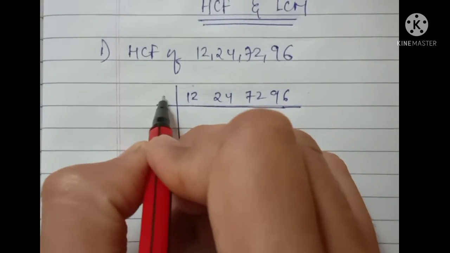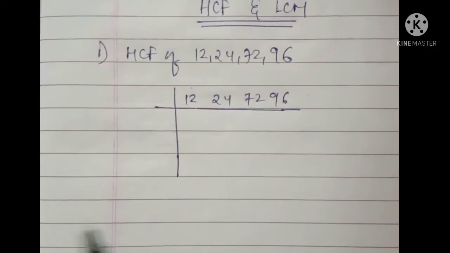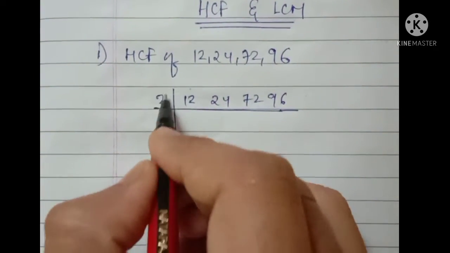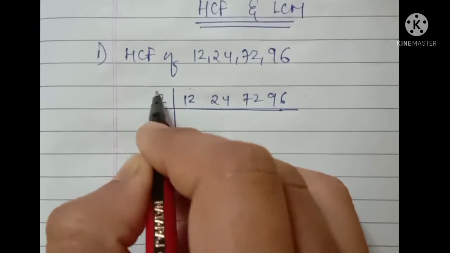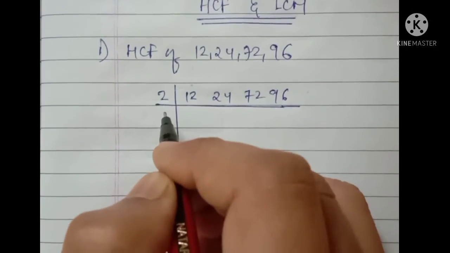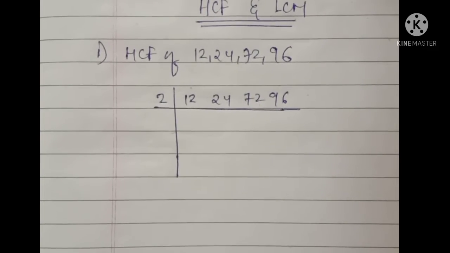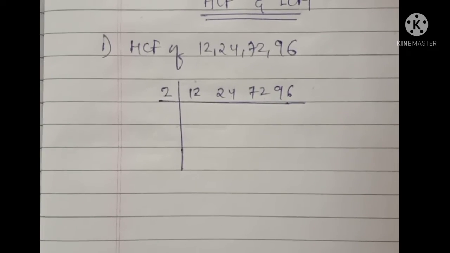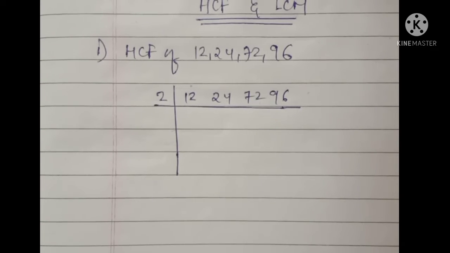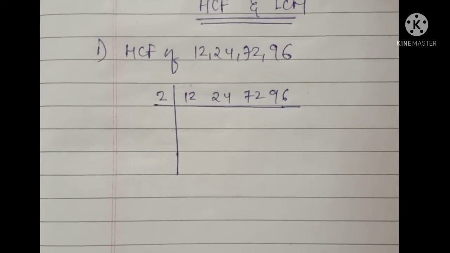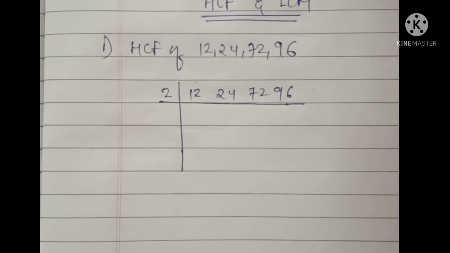So you can select 12 directly, but what I suggest is that you start with these two because all are even. See, in this column, you need to choose a prime number only. Start with the prime number only. The least prime number is 2. Why do I choose 2 only? Because all are even, that's why I choose 2. Otherwise I can also choose 3, but first I will choose 2.